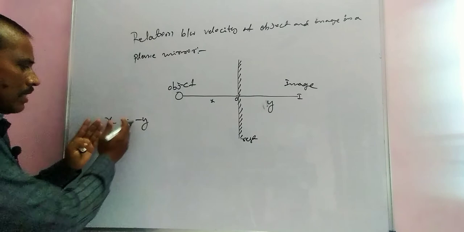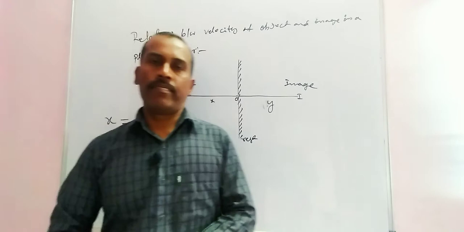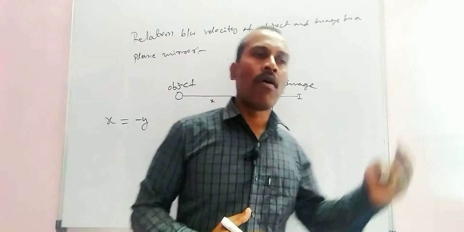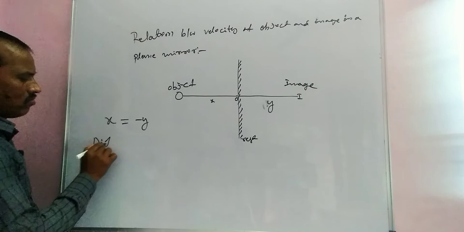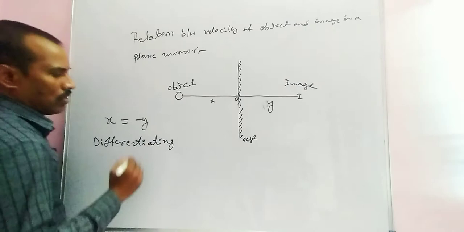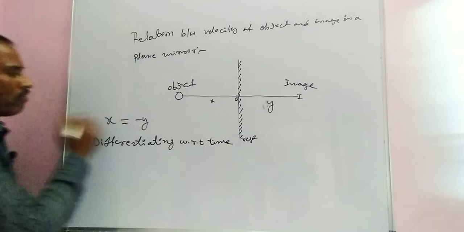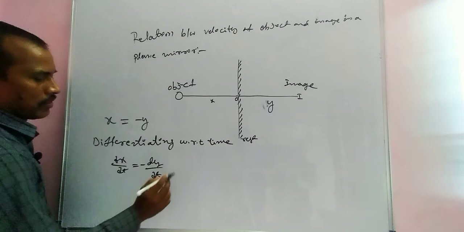Differentiating this equation with respect to time, we will get the velocity of the image and the velocity of the object. After differentiating, we get dx by dt is equal to minus dy by dt. The rate of change of displacement is equal to velocity.